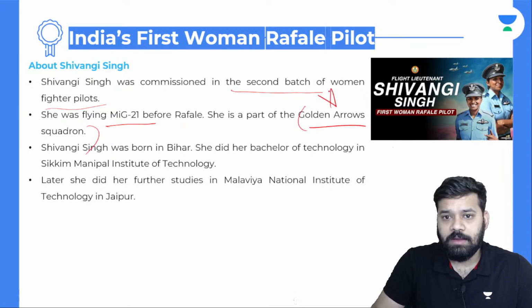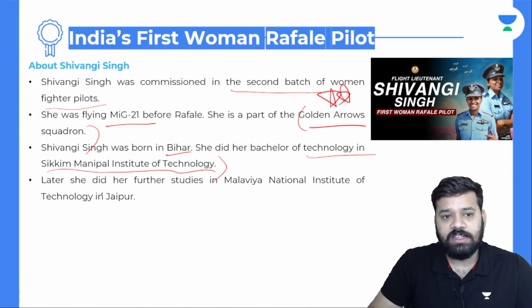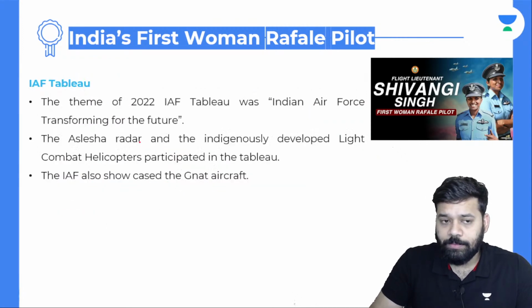So Shivangi is part of the Golden Arrow Squadron. And Shivangi Singh was born in Bihar. She did her Bachelor of Technology at Sikkim Manipal University of Technology. Later, she did her further studies at Malaviya National Institute, that is in Jaipur.